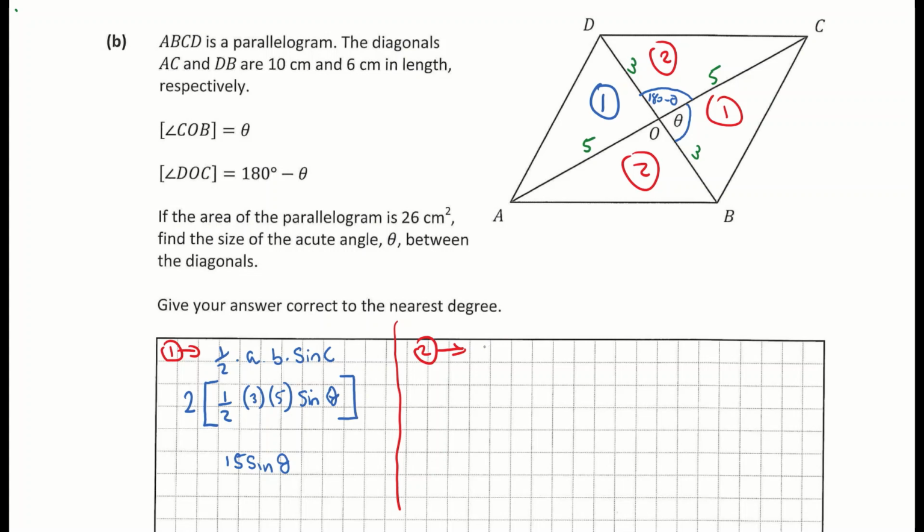Again, I'm going to use my half AB sine C. I have my A and my B as my 2 sides, which creates the angle, which is going to be sine of 180 minus theta. Again, though, I have 2 of these, so I'm going to times this by 2, which is giving me a total area there of 15 times sine 180 minus theta.